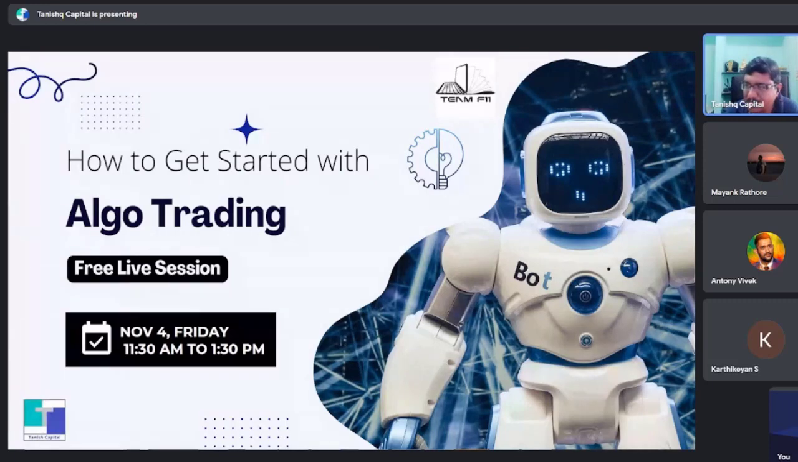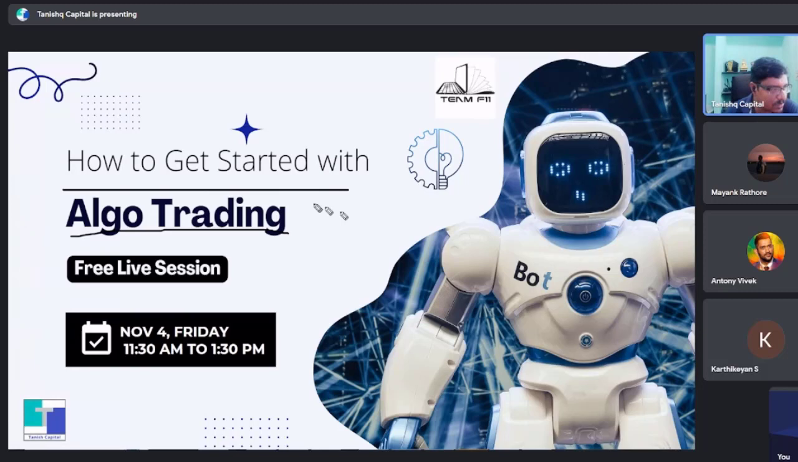Today's session is majorly about this keyword which we are going to target today, means concentrate more on those stuffs: how to get started with algo trading. Today's free session majorly emphasizes how we have developed it, in what criteria we are selecting, and how we choose our broker. All those things we are going to discuss.